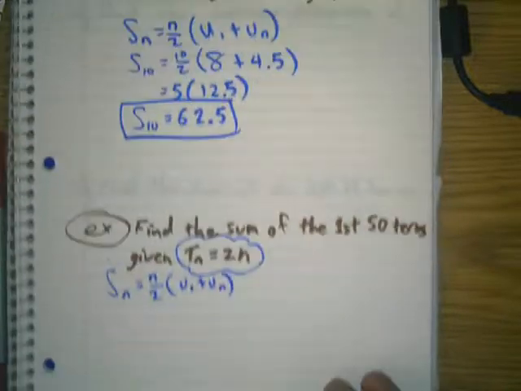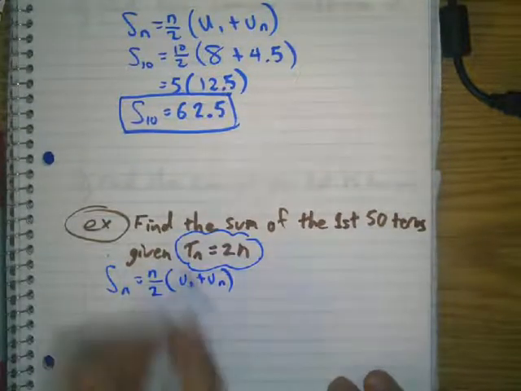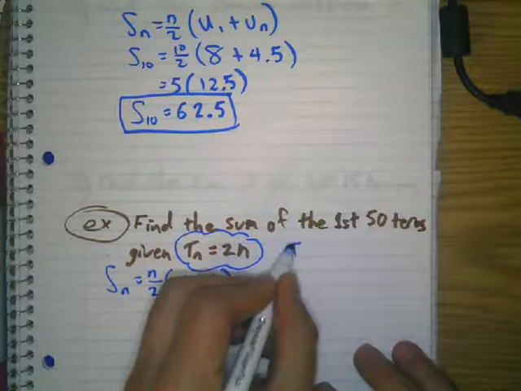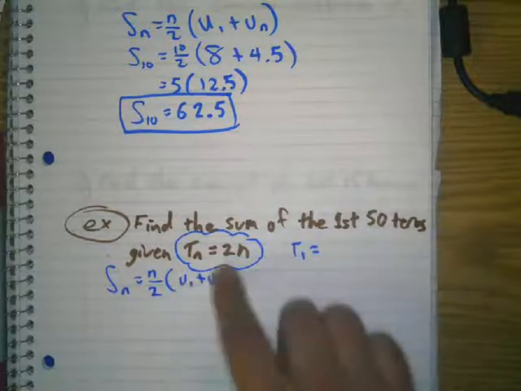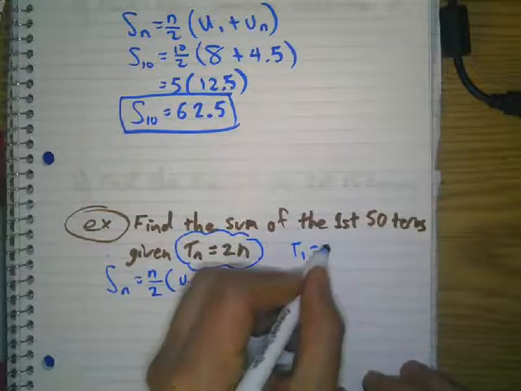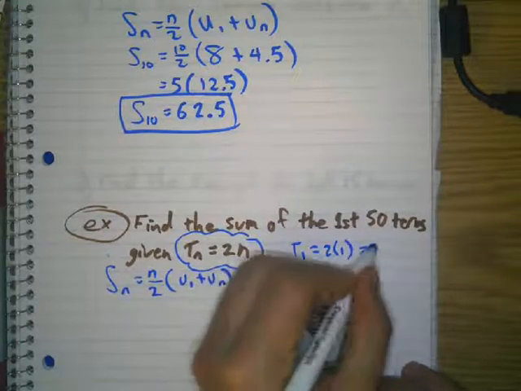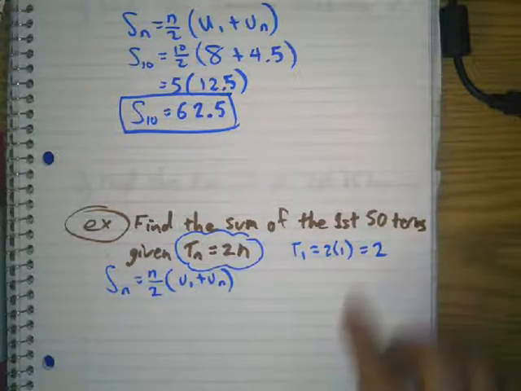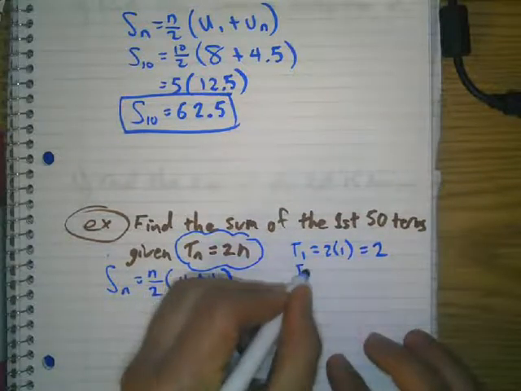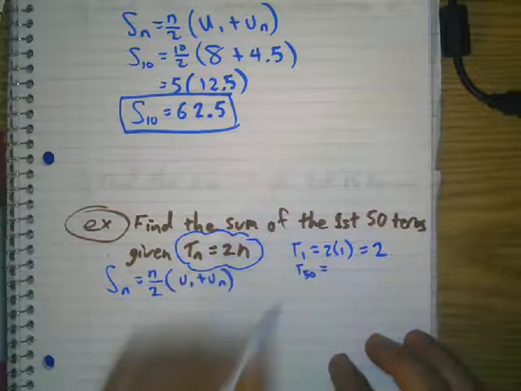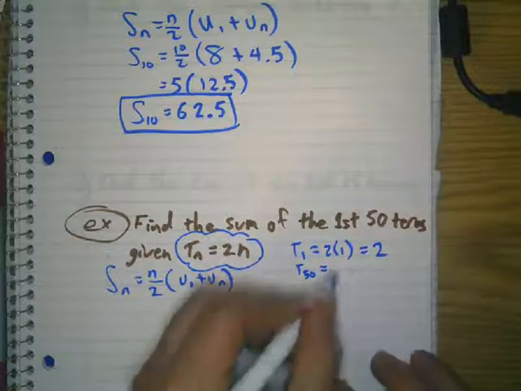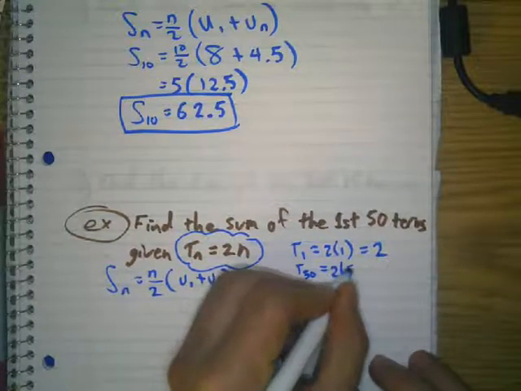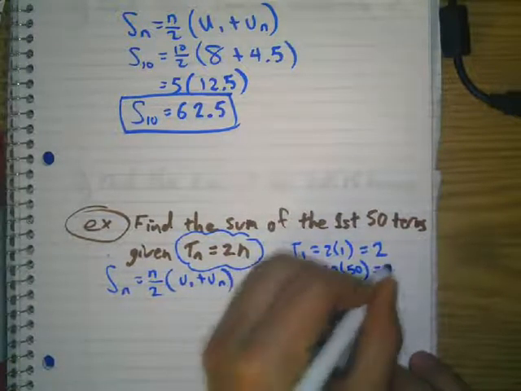All right. So to find the first term, t sub 1, I'm going to plug in 1 for n. So I've got 2 times 1, which is equal to 2. Now the 50th term, t sub 50, I'm going to plug in, guess what? 50 in place of n. So we got 2 times 50, that's 100.